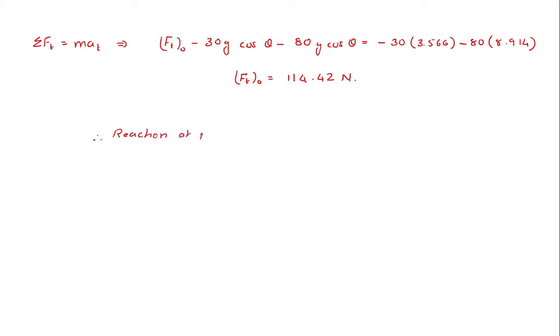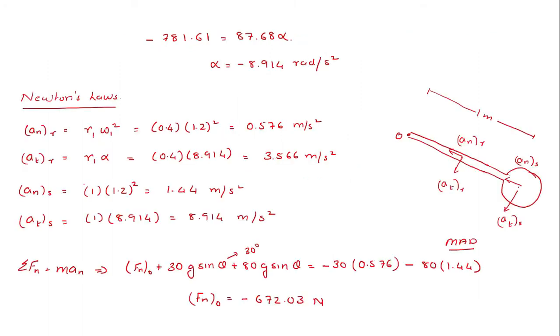Therefore, the reaction at pin O will be equal to root of 672.03 square plus 114.42 square. So this will be equal to 681.70 Newton. So here we found out the reaction at point O by applying Newton's laws. So you'll need to understand the concept properly for applying Newton's law. You'll have to use, in some cases, the mass acceleration diagram, depending upon the question.